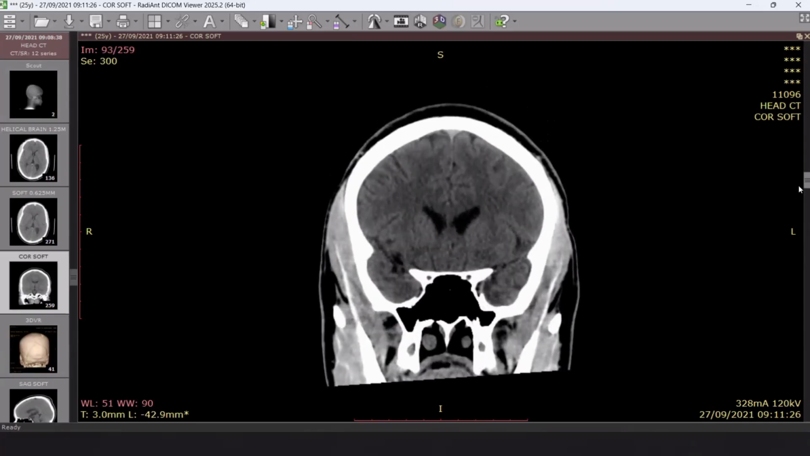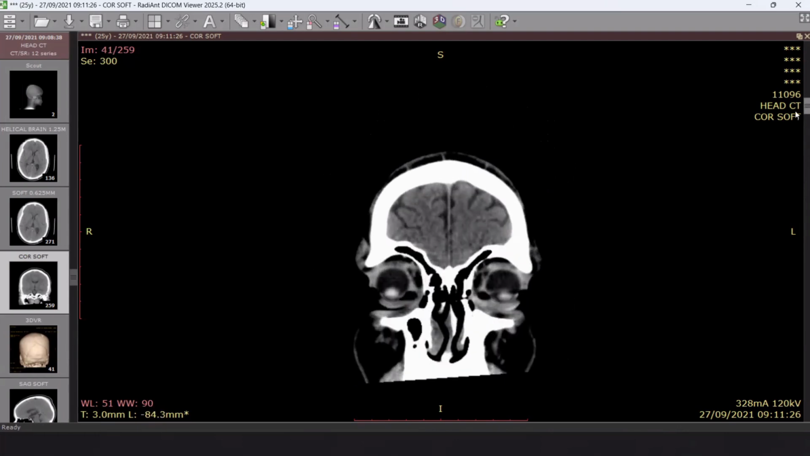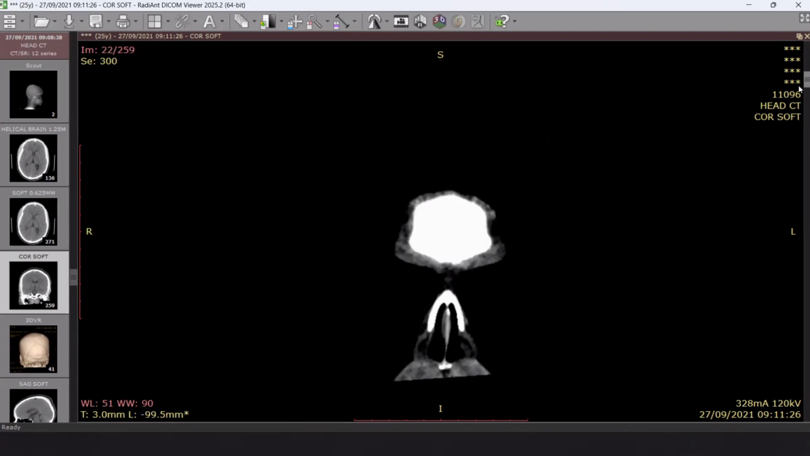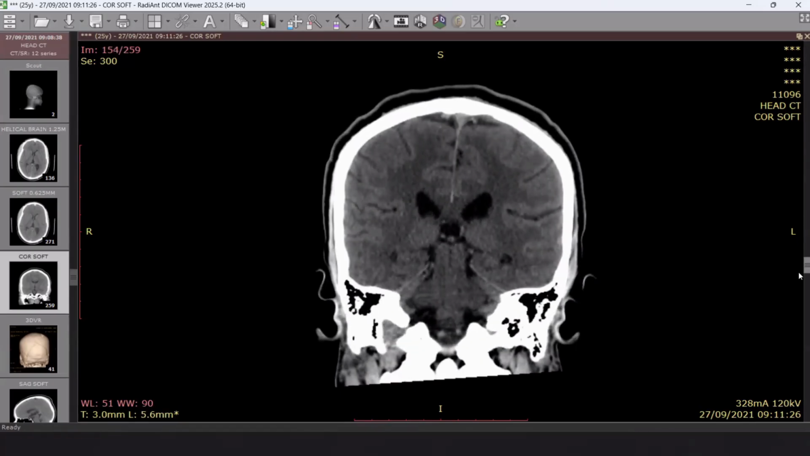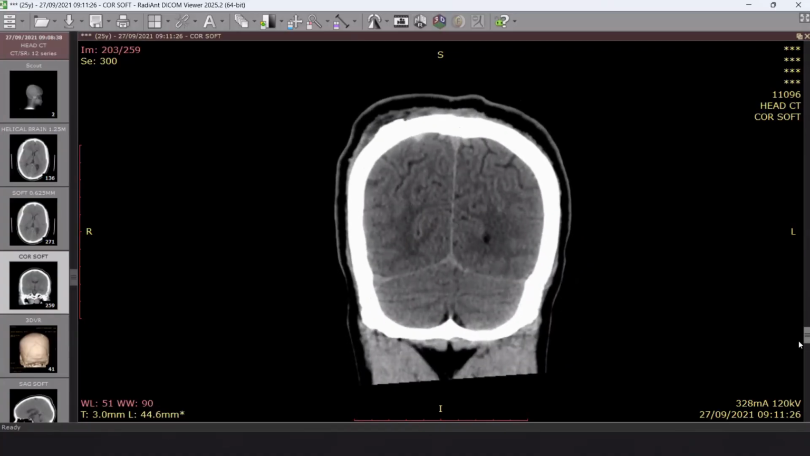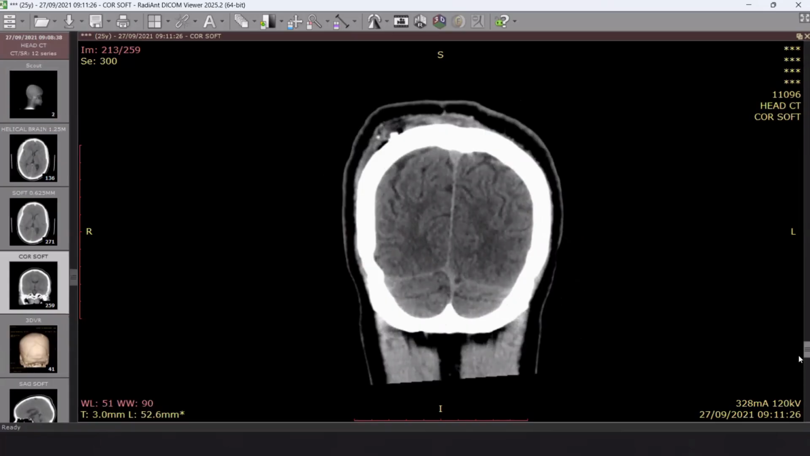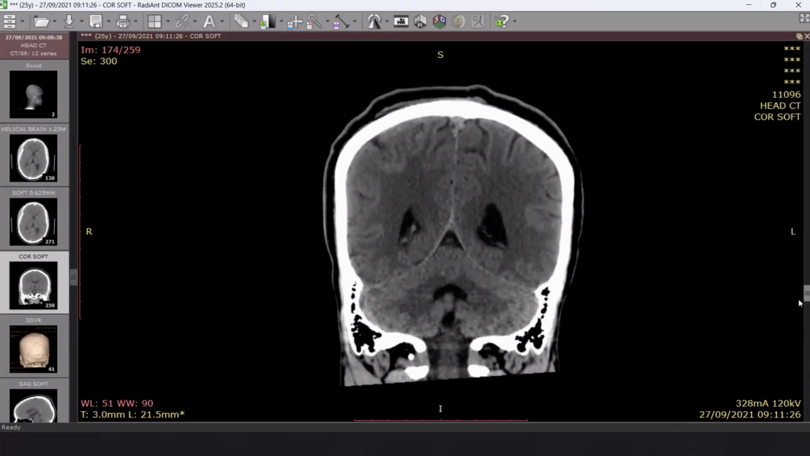What do you want to check more? I'm just checking if there's any other hemorrhage. We don't have any other abnormalities. Don't worry, you are going well. You should check everything in case of trauma, but to save your time, we don't have any other abnormalities. What else? So I would like to check the bone window, please.